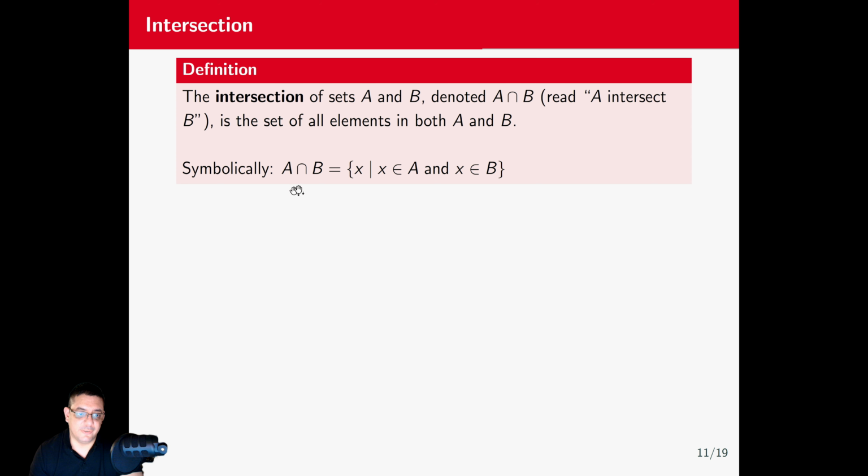Now, the intersection of two sets is the common elements in both A and B. Symbolically, we denote this with the symbol A intersection B, and it has the elements that are in A and in B at the same time. So at the same time, x belongs to A and x belongs to B.